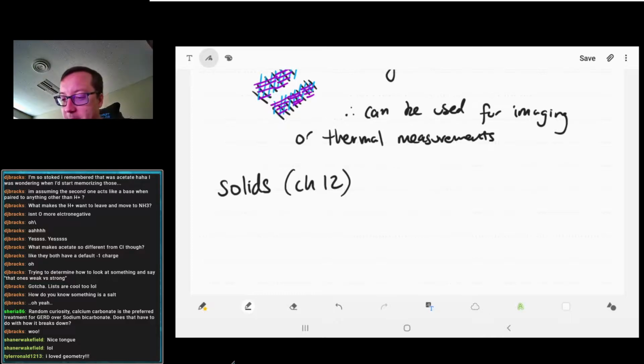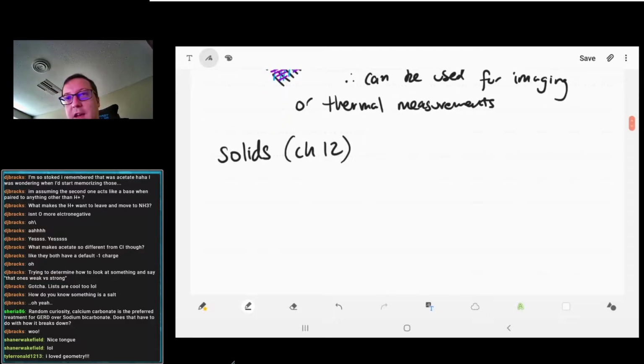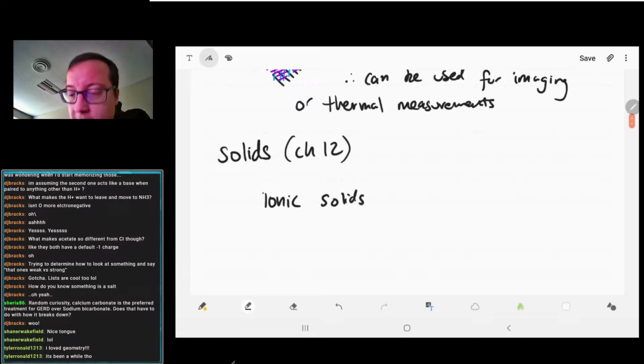So, first off, we're going to see that there's kind of a number of different ways we would end up with a solid. And so some of these would be ionic solids.